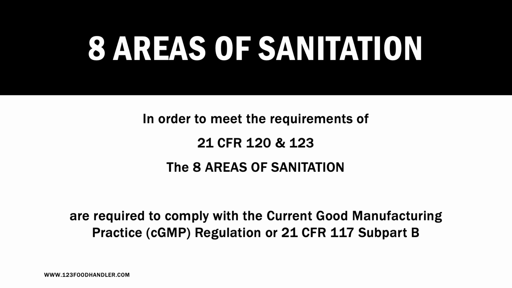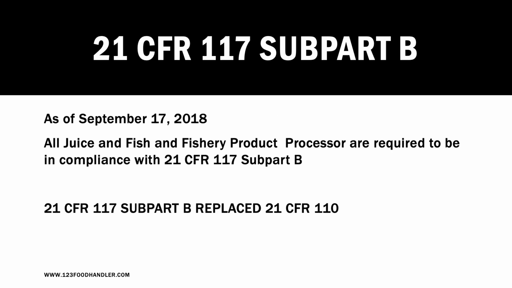In order to meet the requirements of 21 CFR 120 and 123, the 8 areas of sanitation are required to comply with the Current Good Manufacturing Practices Regulation, or CGMP Regulation, 21 CFR 117, Subpart B. As of September 17, 2018, all juice and fish and fishery product processors are required to be in compliance with 21 CFR 117 Subpart B. It was at that time that 21 CFR 117 Subpart B replaced 21 CFR 110.